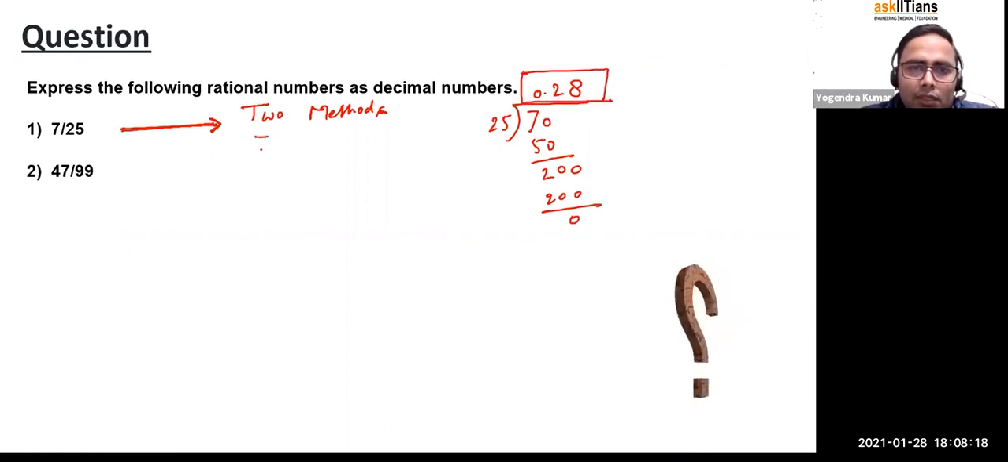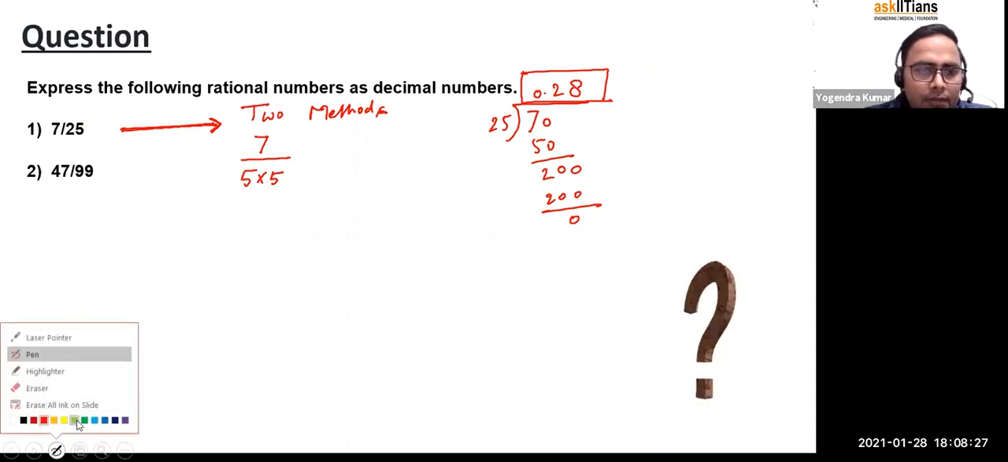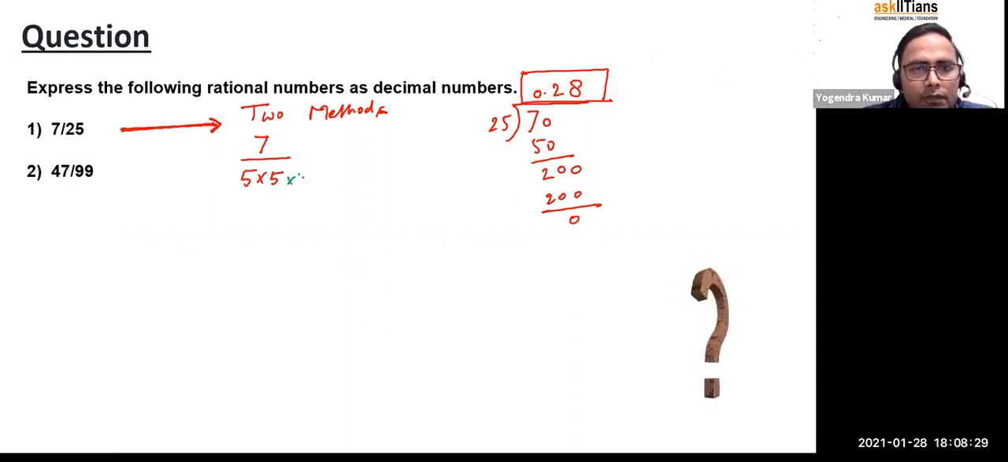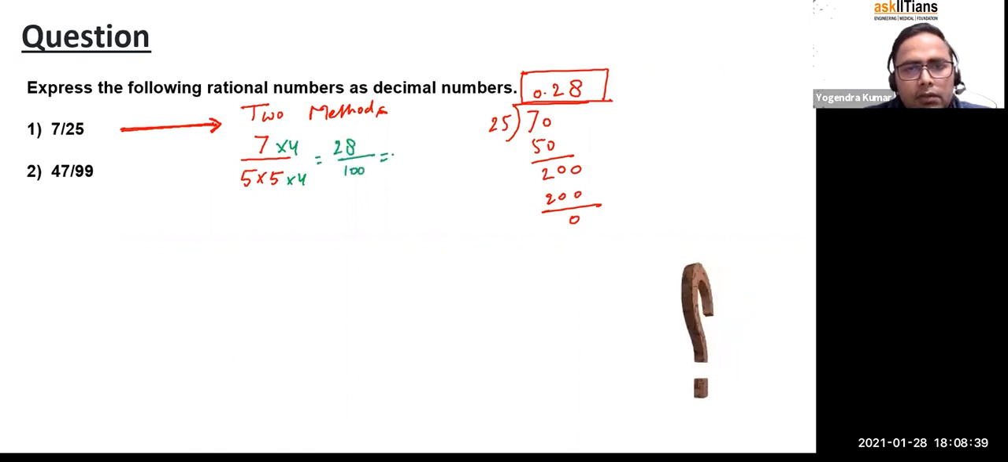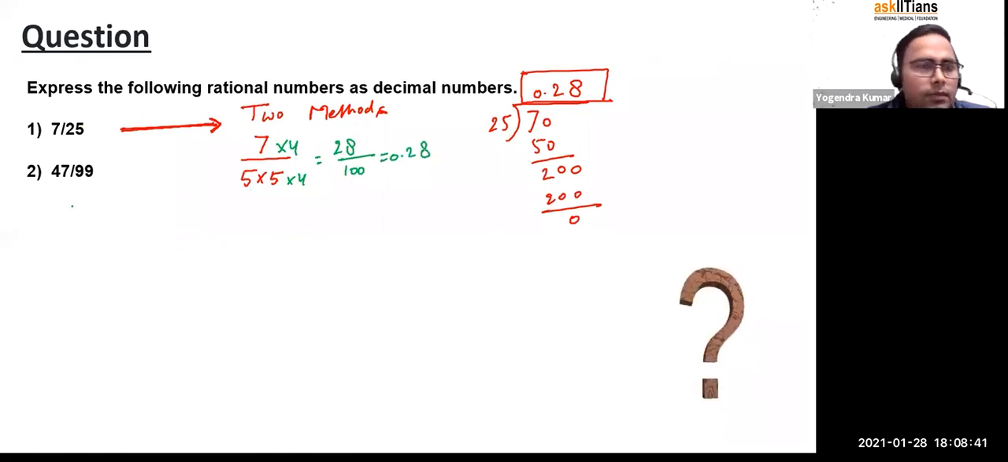Or what is the other method? 25 can be written as 5 into 5. Now what else do I need to multiply here? I need to multiply by 4. Yes, 4 I can multiply up and down. 25 into 4 will be 100, right? So 28 divided by 100, which is nothing but 0.28, right? This is simple.